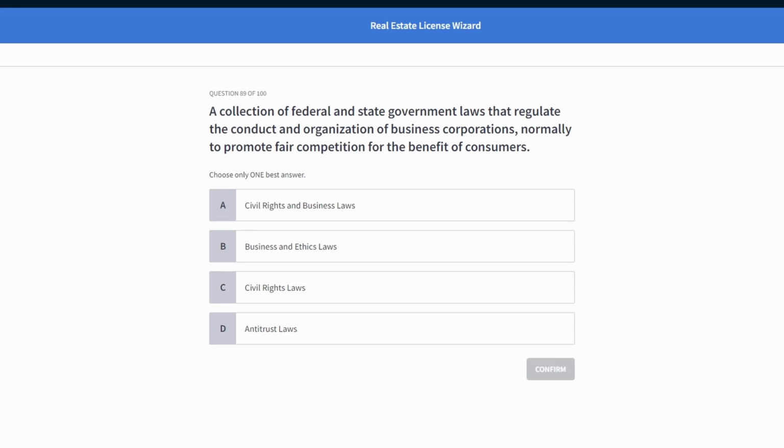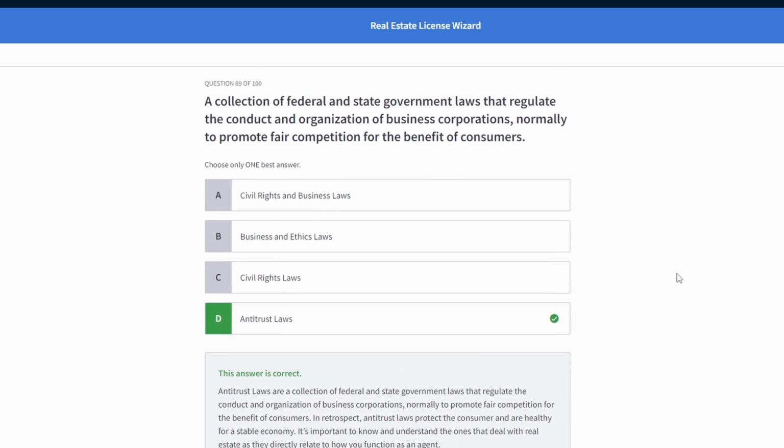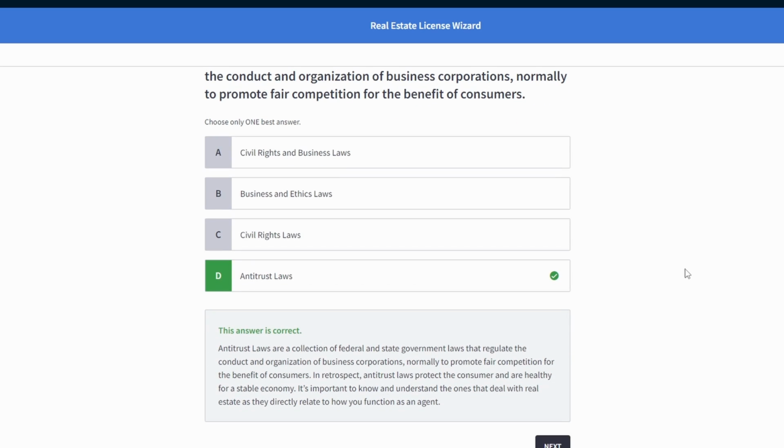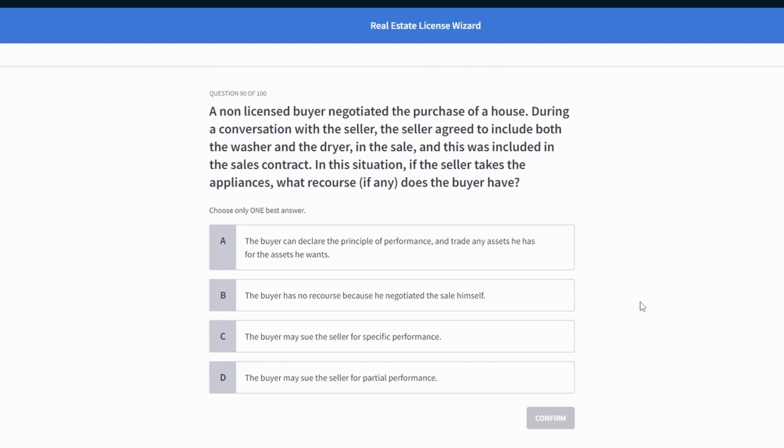Alrighty, so what is the correct answer for 89? It's going to be D. It's the antitrust laws. Antitrust laws are a collection of federal and state government laws that regulate the conduct and organization of business corporations, normally to promote fair competition for the benefit of consumers. In retrospect, antitrust laws protect the consumer and are healthy for a stable economy. It's important to know and understand the ones that deal with real estate as they directly relate to how you function as an agent. Alrighty, question number 90.